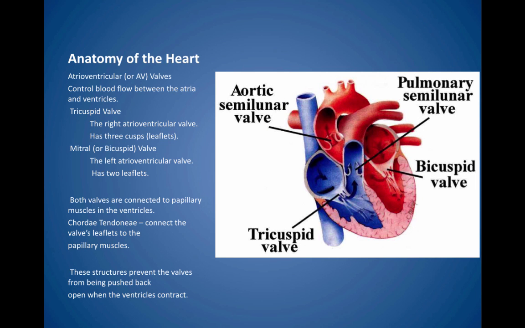So some more anatomy of the heart, right? We're talking about the valves. You've got the AV valves, or atrioventricular valves, which control the blood between the atria and the ventricles. There are two of them, right? You've got the tricuspid, which is three-leafed, hence the tri, and that's the right atrioventricular valve. And then you've got the mitral, or bicuspid valve, which is the left valve.